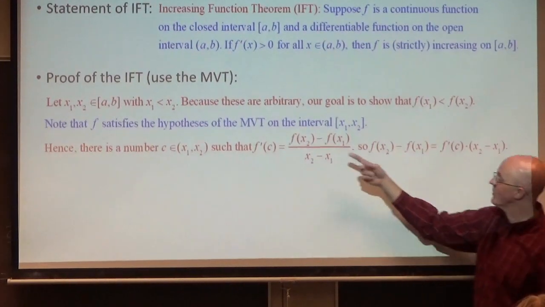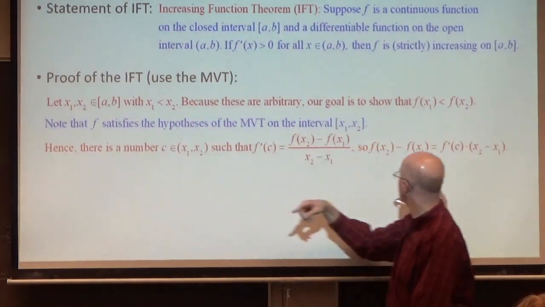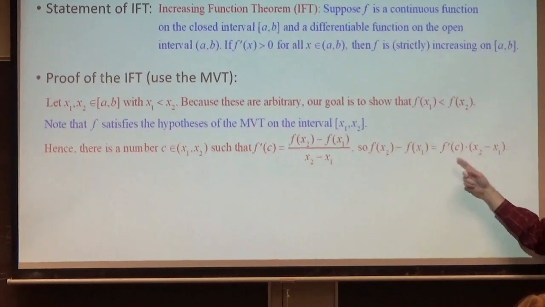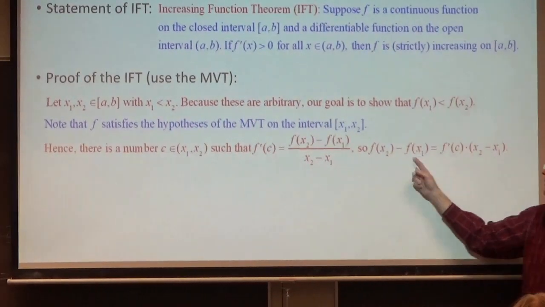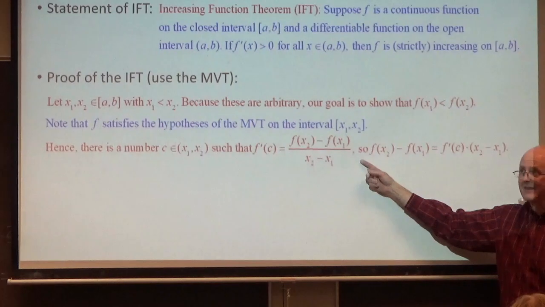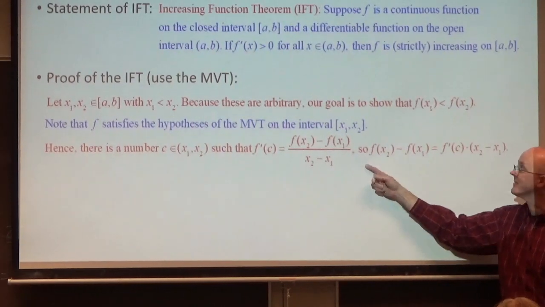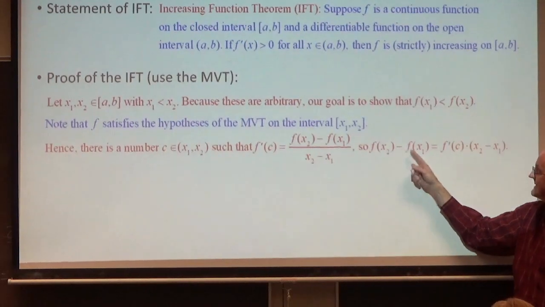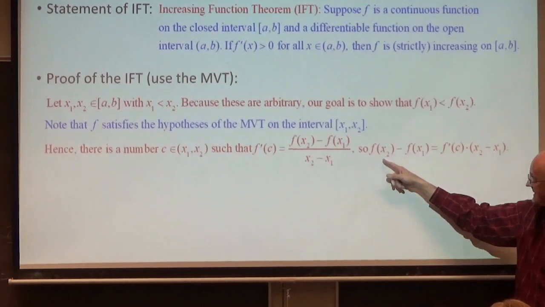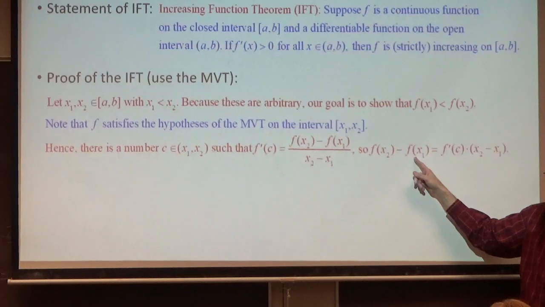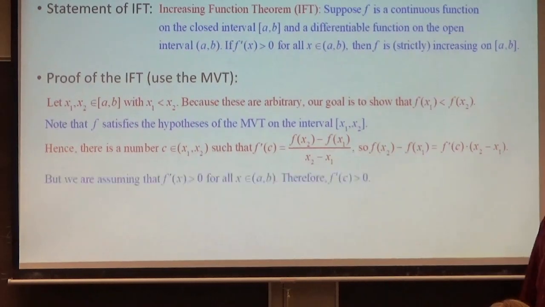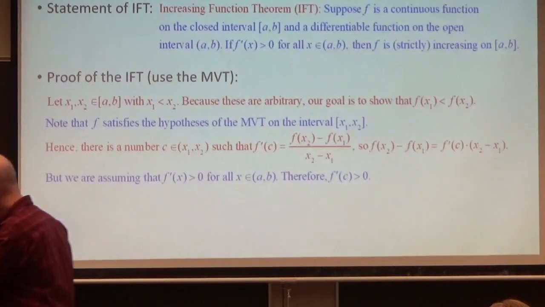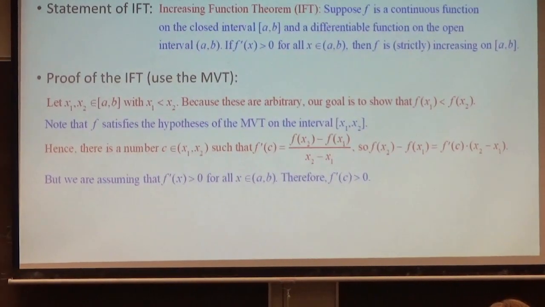I'm also assuming x1 is less than x2. So this must be positive as well. And we know the product of two positive numbers is positive. Therefore, this must be positive. And this being positive means this is true. This minus that is bigger than 0. This is a bigger number than this is. That's how we finish off the proof here. We're assuming f prime is always positive, so f prime of c is positive.